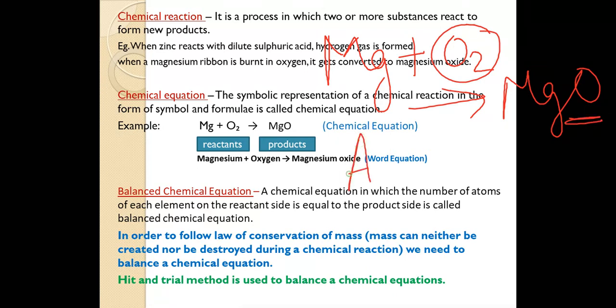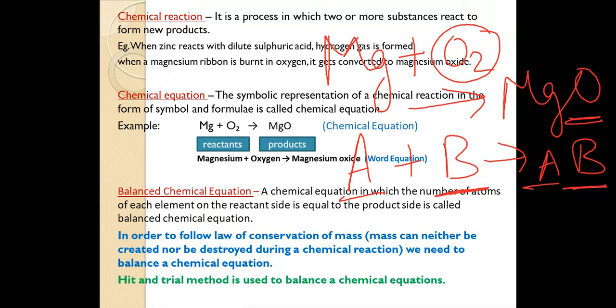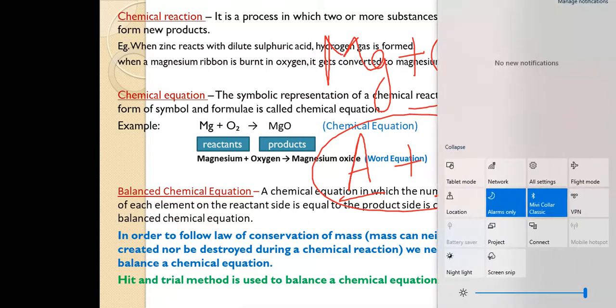But if I write A plus B, they are combining to give you AB. It is a balanced equation. One atom of A on this side, one atom of A on this side, one atom of B on this side, one atom of B on this side. So it is a balanced equation. So what is a balanced equation? In a balanced equation, the number of atoms on the reactant side is equal to the number of atoms on the product side.